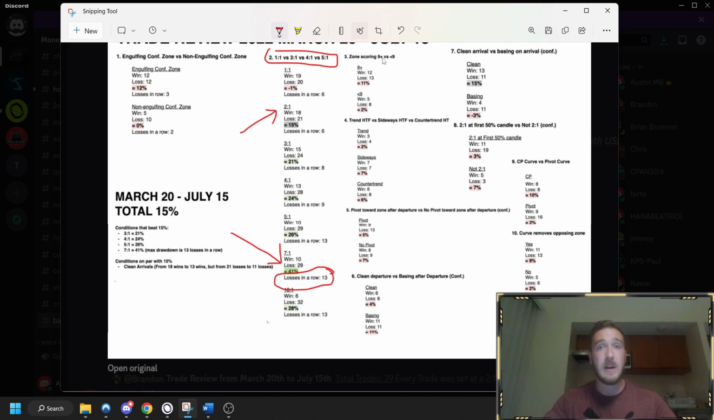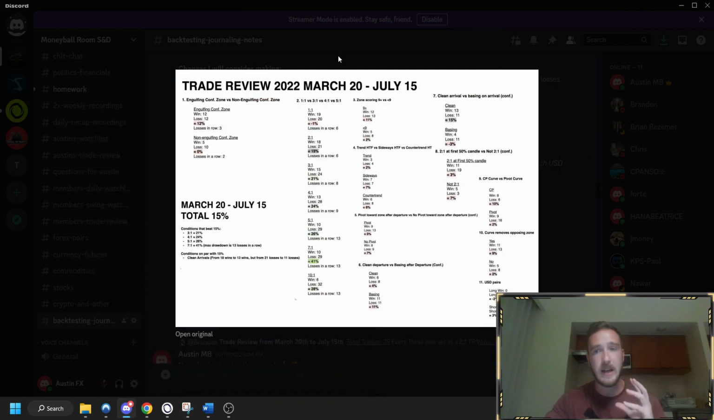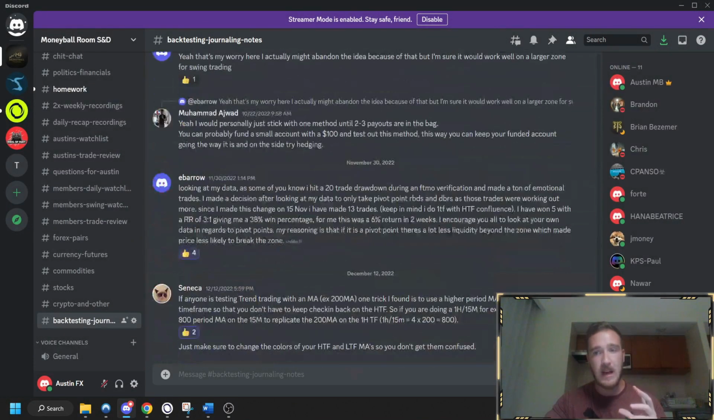What happens if a zone is scoring higher, like an A plus setup versus a B setup, right? Is there a difference? Clearly, look, when he's trading a really good zone, he's at a 50% win rate. It's not low, but it's not as profitable. You know what I mean? And then how does he do trading with the trend versus counter trend, right? What about pivot points versus no pivot points? What about clean arrivals versus no arrivals? This is why journaling your trades is so important as a trader, right?